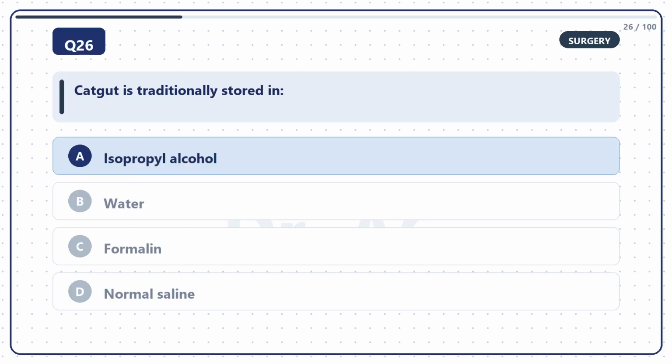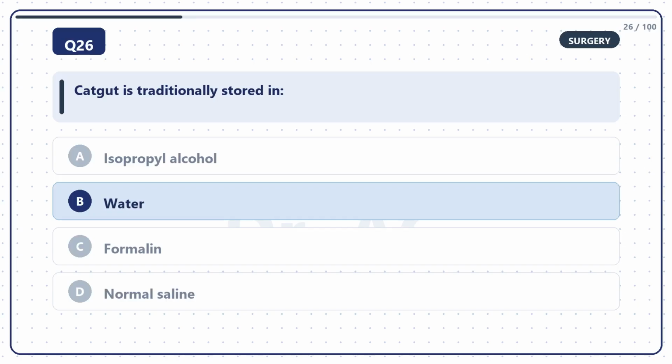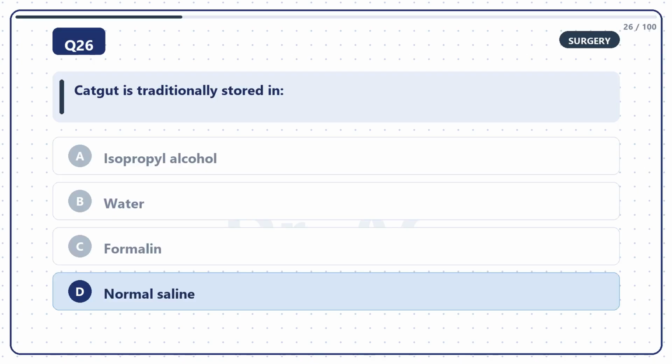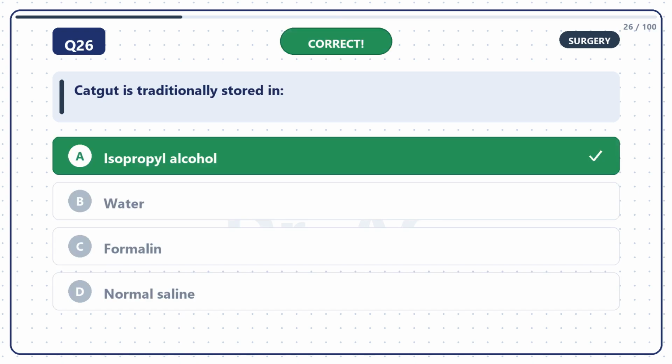Question 26. Catgut is traditionally stored in option A, isopropyl alcohol. Option B, water. Option C, formalin. Option D, normal saline. The correct answer is option A.